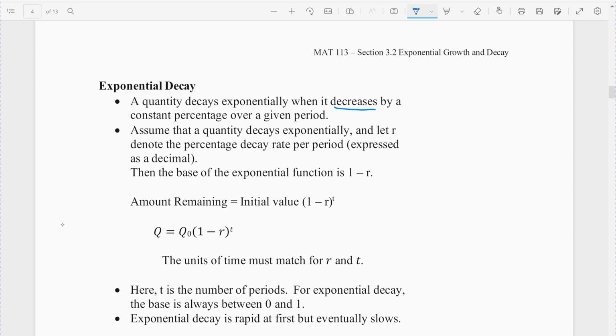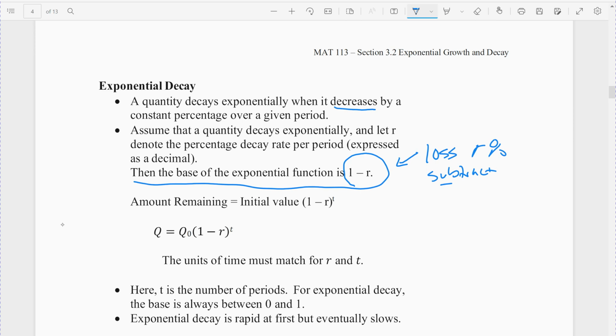Assume the quantity decays exponentially. We let r be the percentage as a decimal. This time, though, since we're losing, we're going to subtract. The 1 represents the initial value, and r is how much you're losing from that initial value. So when it's a loss, you take your percent and subtract it, because you're losing that percent.